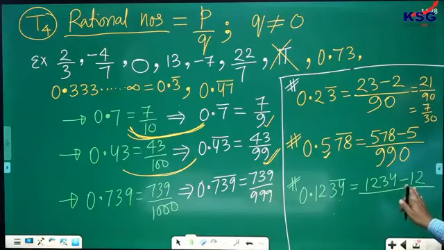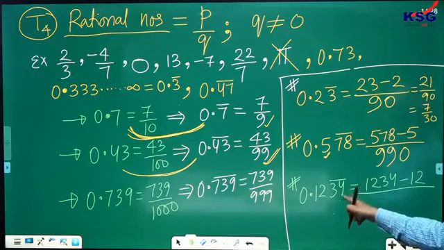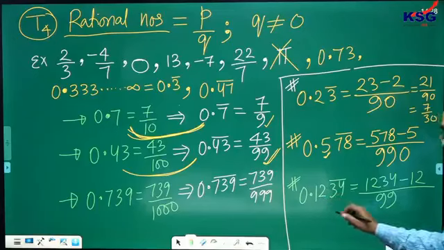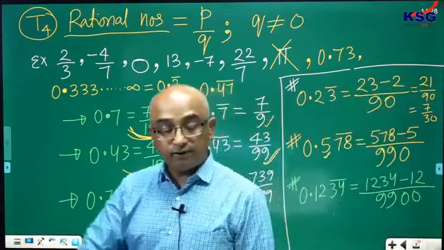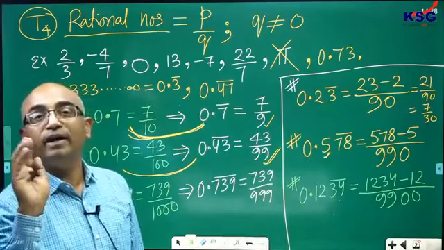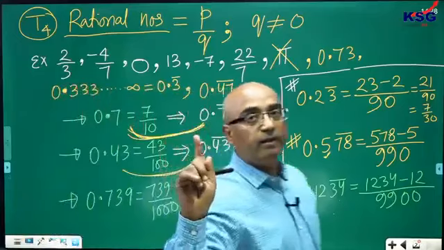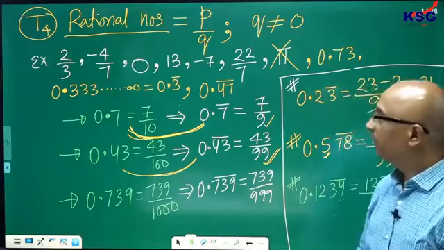And the denominator, how to handle? First put 9, then put some zeros. The last 2 digits are under the bar, so double 9 in the denominator. And for the 2 digits free from the bar, put 00. So this is the idea to convert any recurring decimal into a rational number. Rational number means in the form of P by Q.